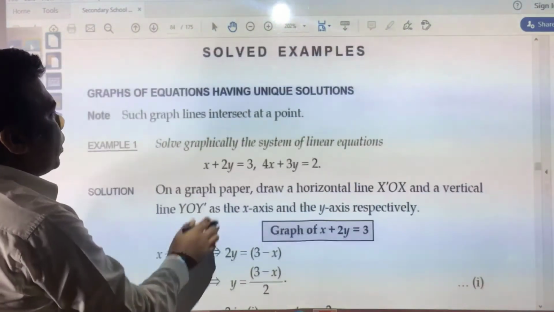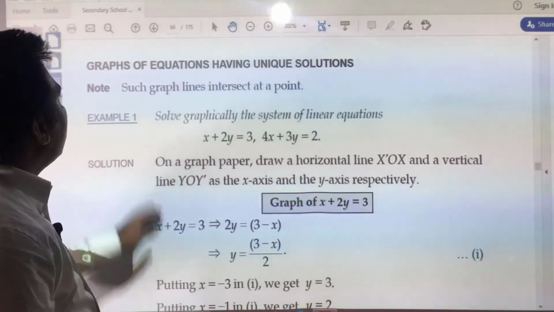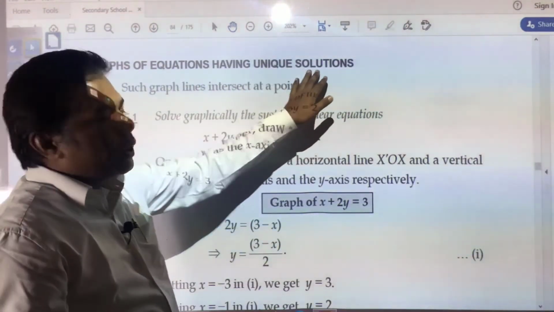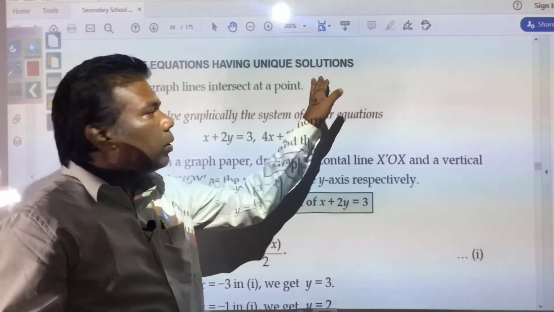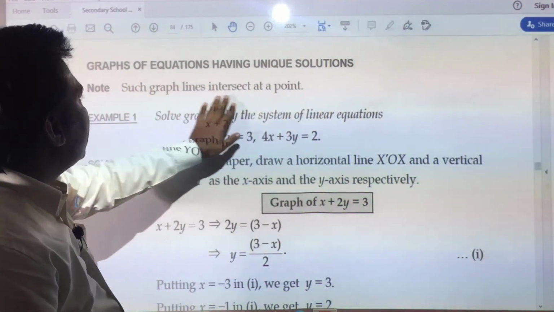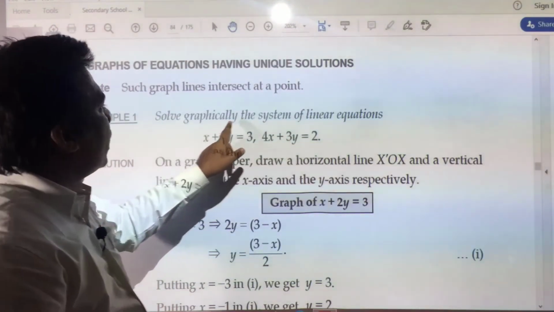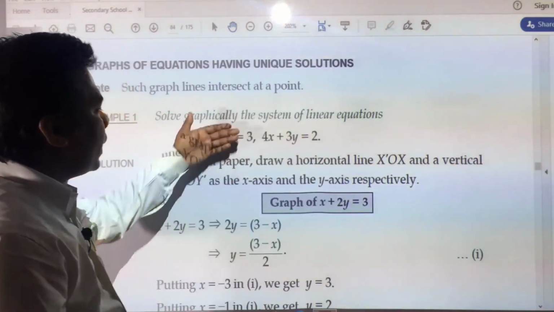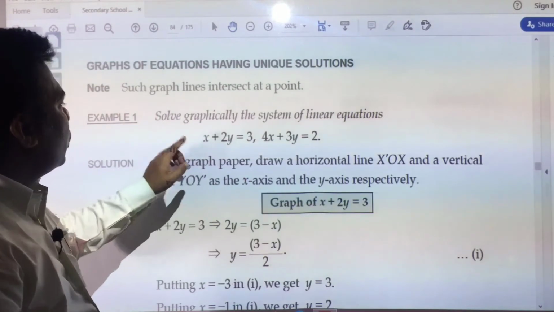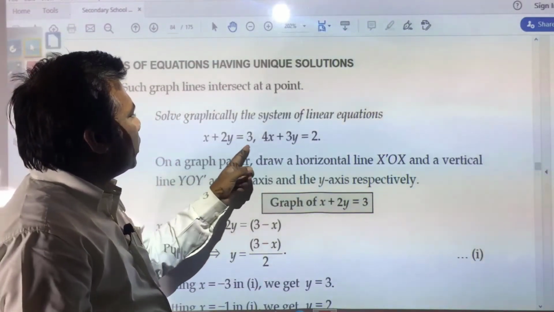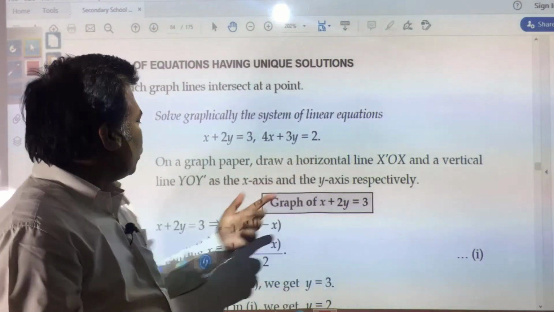Now, you see some solved examples. Graphs of equations having unique solutions. When you have unique solutions, such graph lines intersect at a point. Example 1, solve graphically the system of linear equations. This type of question comes. Two equations have been given, x + 2y = 3 and 4x + 3y = 2.